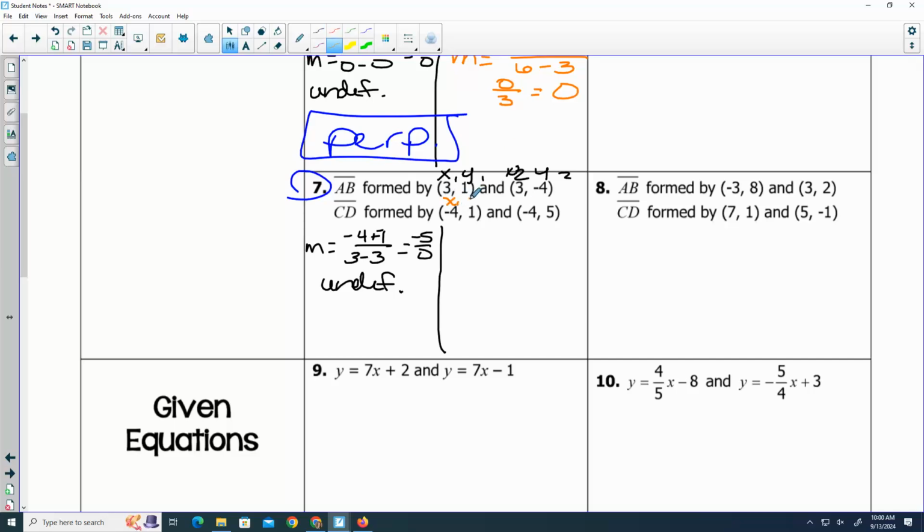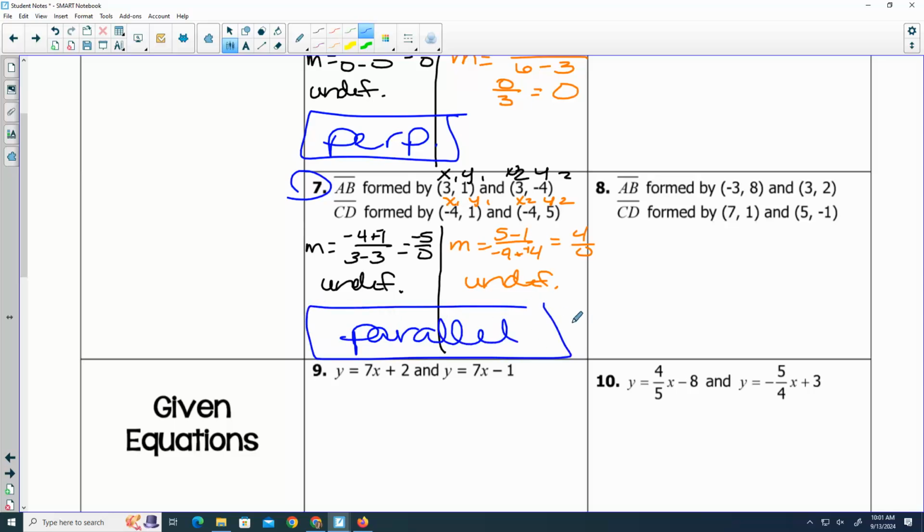Okay, second one, x1, y1, x2, y2. So our slope, y2 minus y1 over x2 minus x1. So 5 minus 1 is 4, negative 4 plus 4 is 0. 4 over 0 is undefined. Okay, we didn't get a number, but they're both undefined, so this means we have two perpendicular lines this time. Their slopes turned out to be the same.